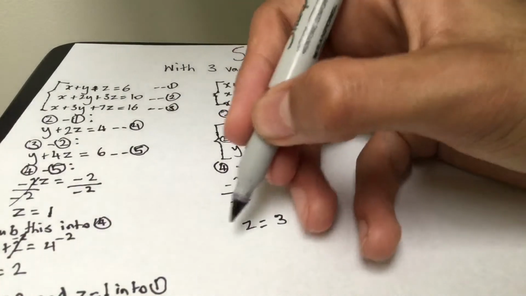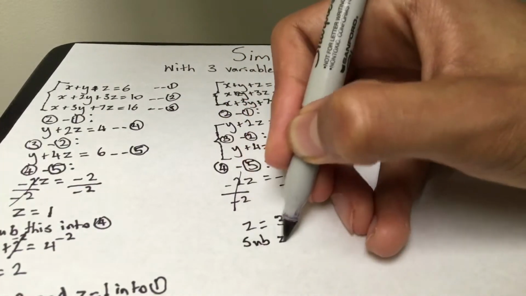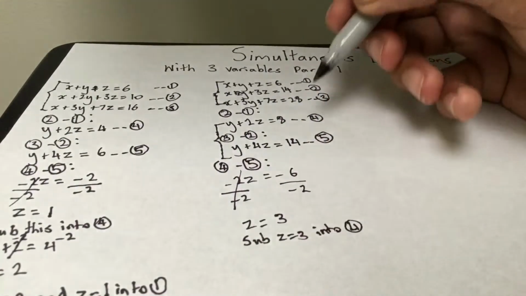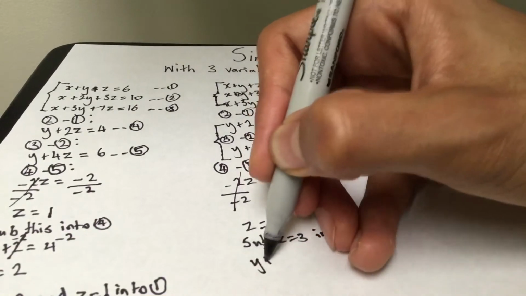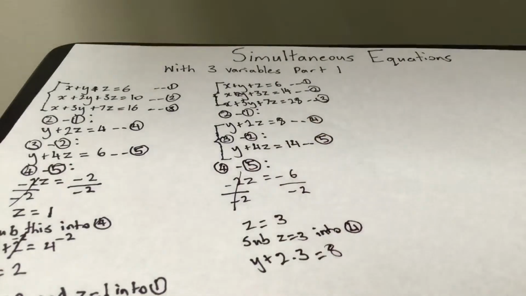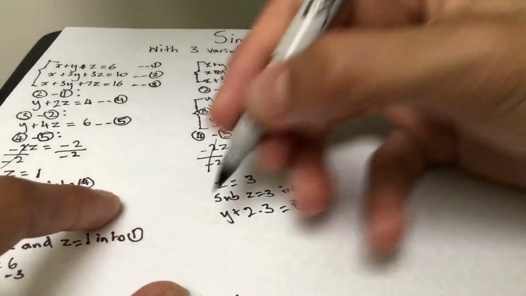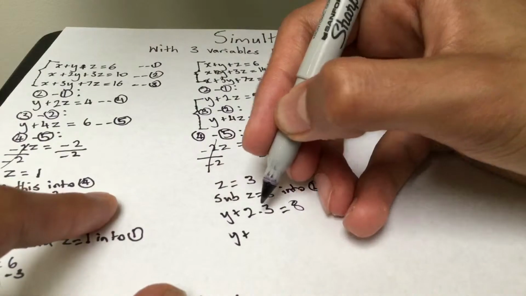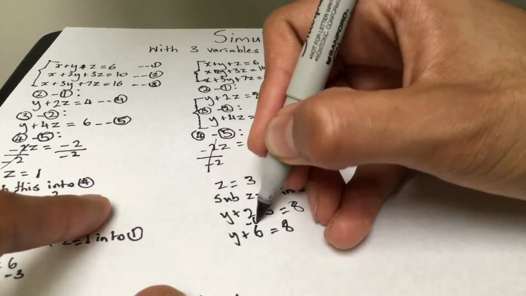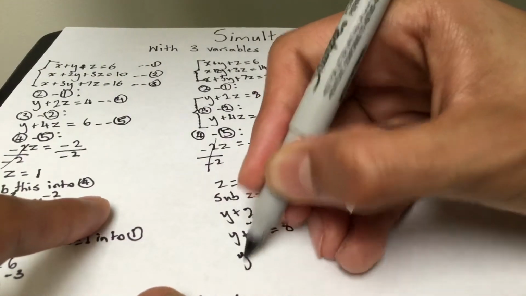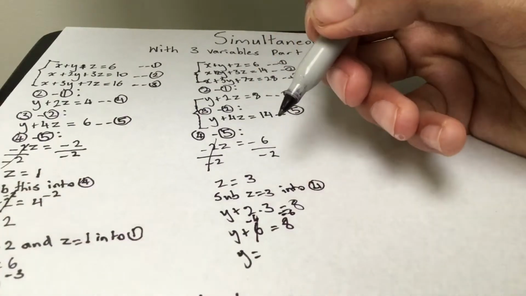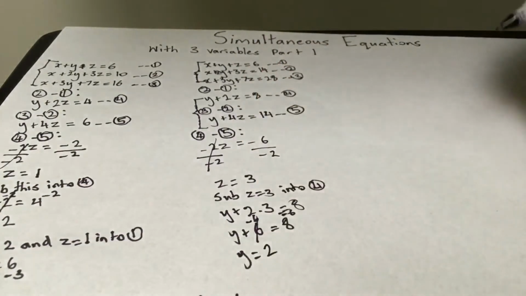Okay, so the next step is to sub z is equal to 3 into equation 4. So we're going to go y plus 2 times 3 is equal to 8. So y plus 2 times 3, which is 6, equals 8. And then we go minus 6 to both sides to get rid of the 6. y is equal to 8 minus 6, so we get 2.